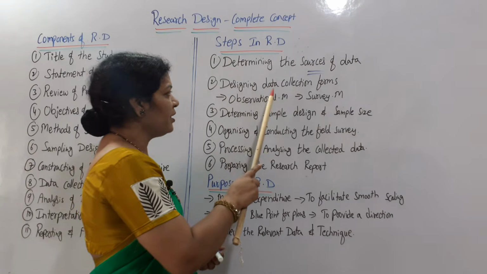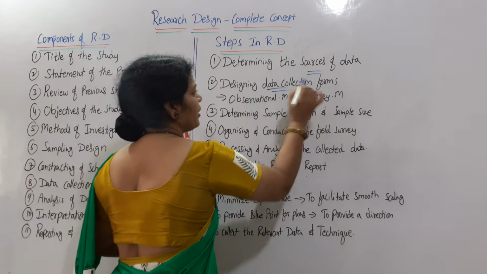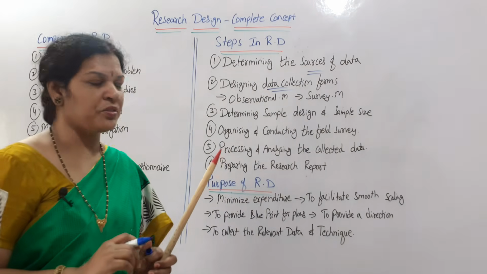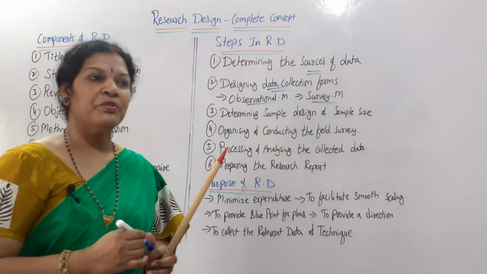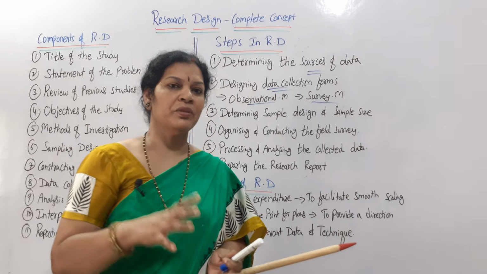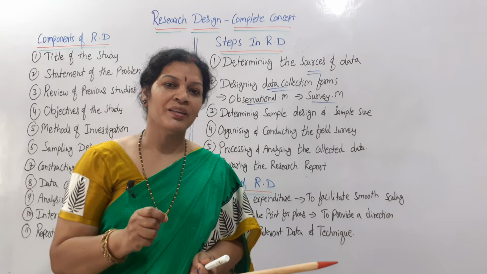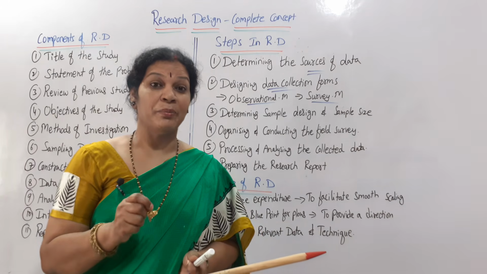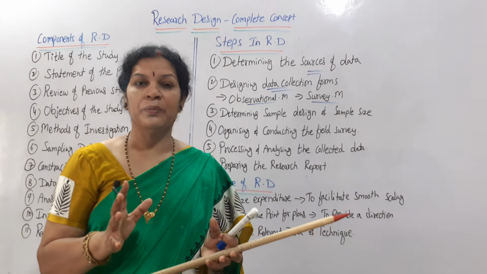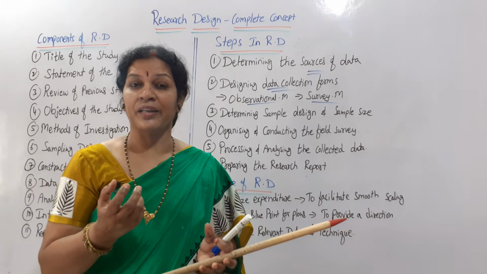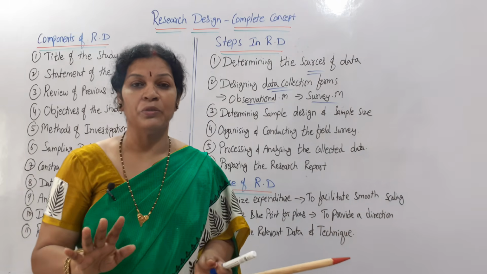Then after that, designing data collection forms. How to collect the data? Designing data collection forms. Here we have two kinds of forms, two kinds of methods. One is observational method or survey method. Observational method means just simply by observing they can collect the data. But for this, those who are assigned for this observation must be experts. They should have ample knowledge. They should be in a position to collect the data and be expert in that field, then only the observation method is going to work out, otherwise it won't be useful.